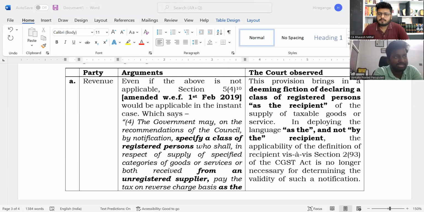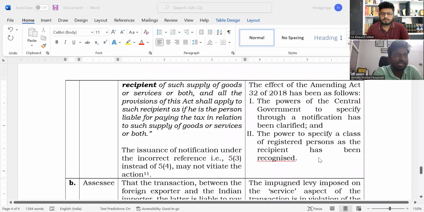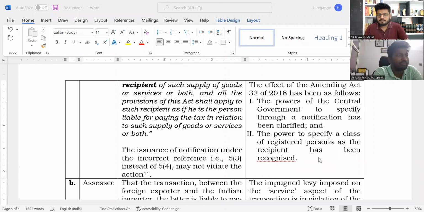So the Supreme Court has agreed with this argument and held that the source of power is still there as long as the source of power is there in the enactment. Just because the wrong reference was made, that cannot invalidate the levy itself. So they have upheld and accepted this argument, referring to the settled decision in this regard.